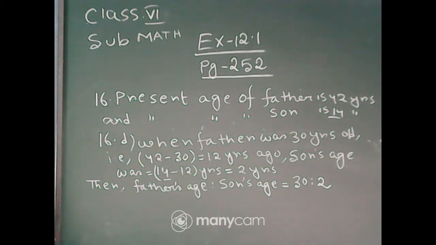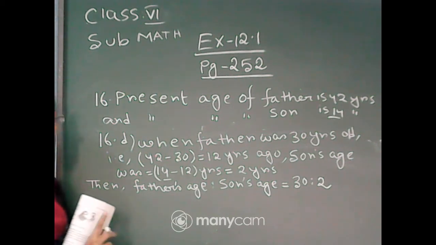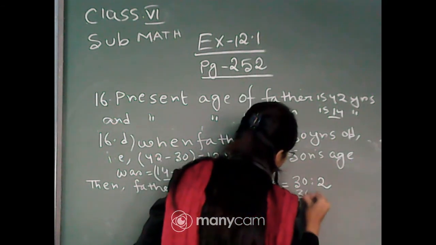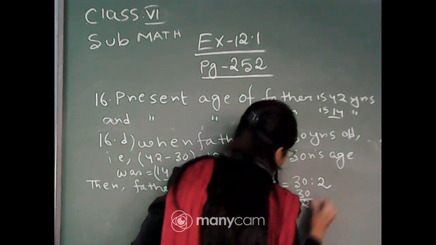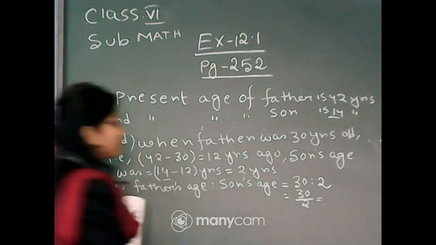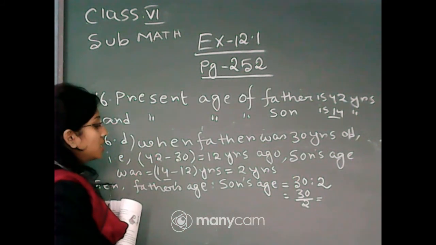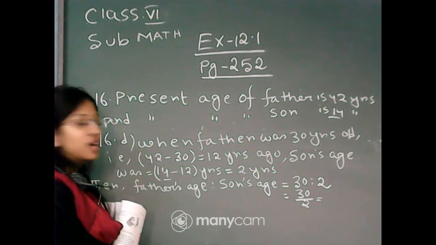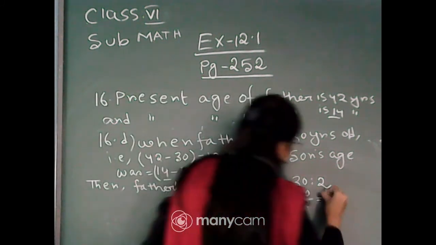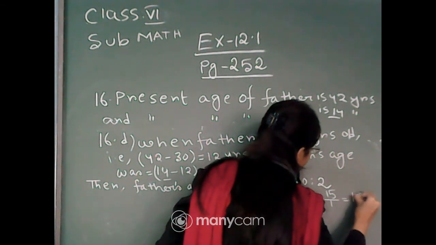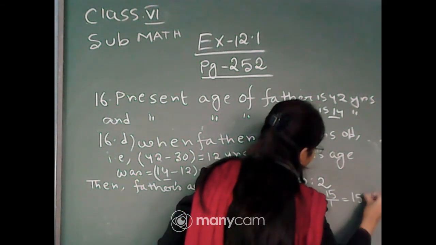Since 12 years ago father was 30 years old and son was 2 years old, 12 years ago father's age is to son's age is equal to 30 is to 2. Now we can write this as 30 divided by 2. Since HCF of 30 and 2 is 2, therefore we divide both the numerator and the denominator by 2 and we get 15 divided by 1, that is 15 is to 1.